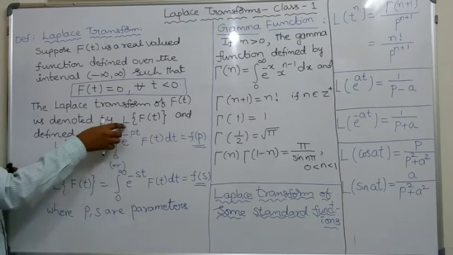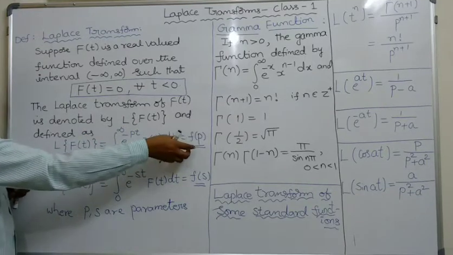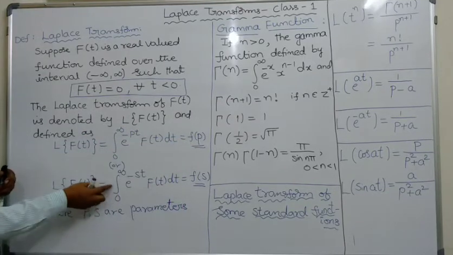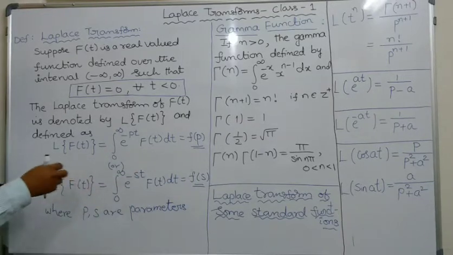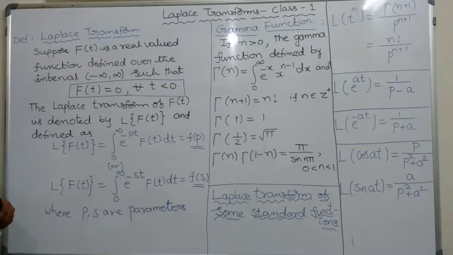Integral 0 to infinity e power minus pt f of t dt is equal to F of p, and F of s is equal to integral 0 to infinity e power minus st f of t dt. p, s are known as parameters.